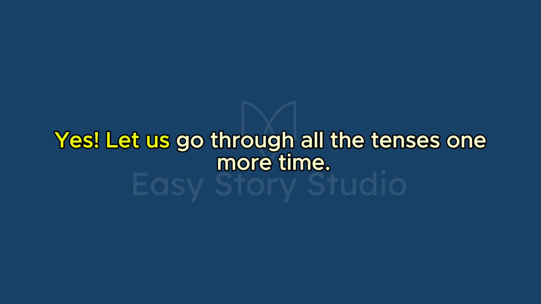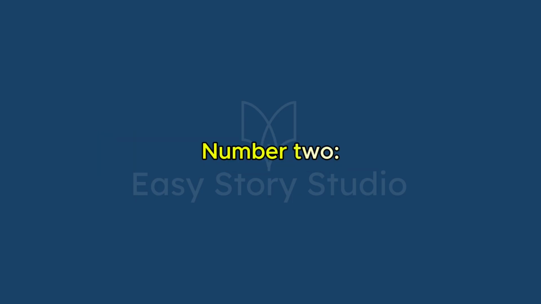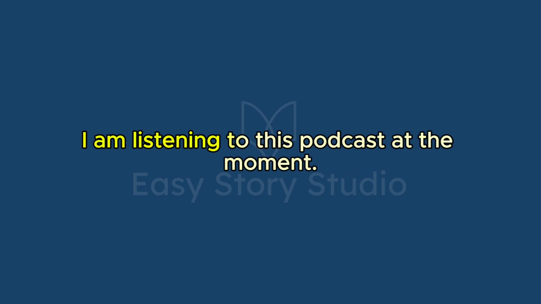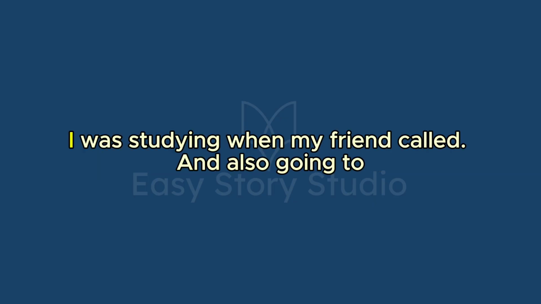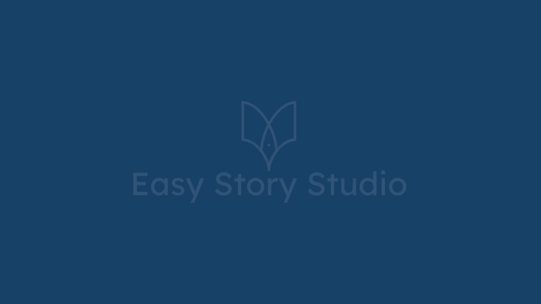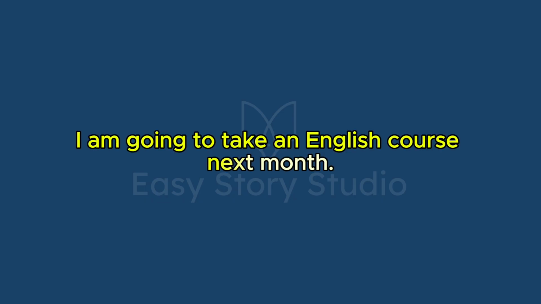Yes, let us go through all the tenses one more time. Number 2, present continuous. For actions happening right now. I am listening to this podcast at the moment. Number 4, past continuous. For longer actions in progress in the past. I was studying when my friend called. And also going to for plans. I am going to take an English course next month.